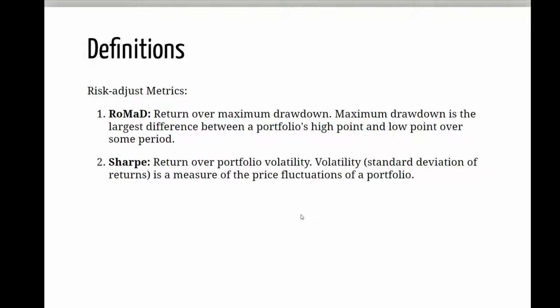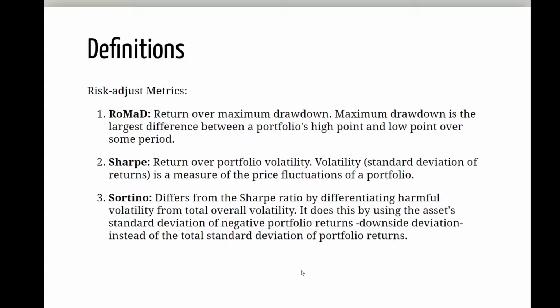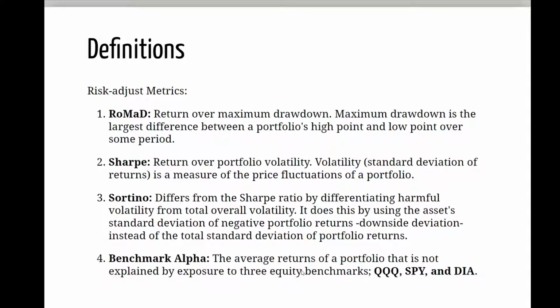The second one is the Sharpe ratio, which is also a normalized return measure. It basically answers the question, for each unit of volatility or fluctuation you force your copiers to go through, what is the return that they had? Sortino is similar to Sharpe, but instead of looking at total portfolio volatility, we just look at downside volatility.